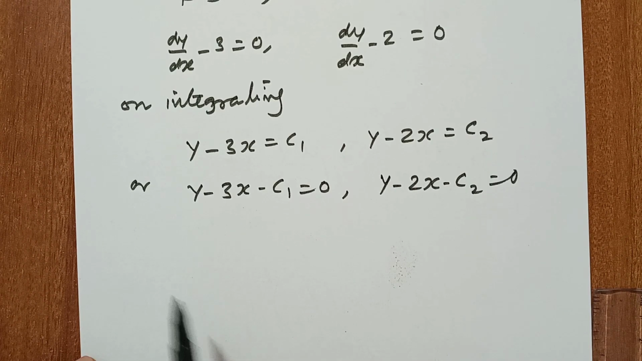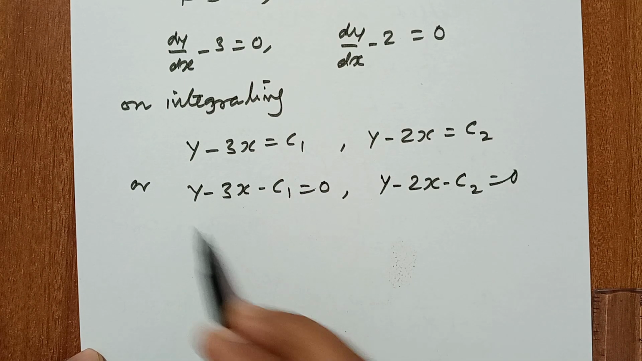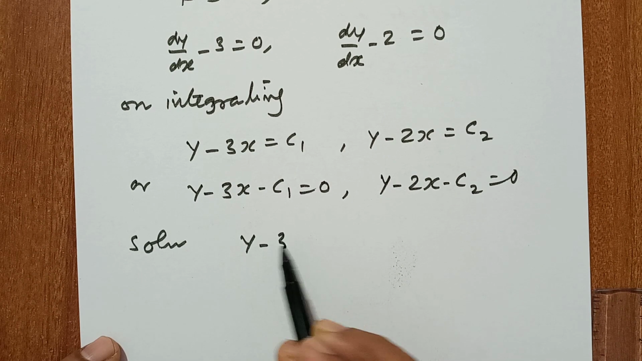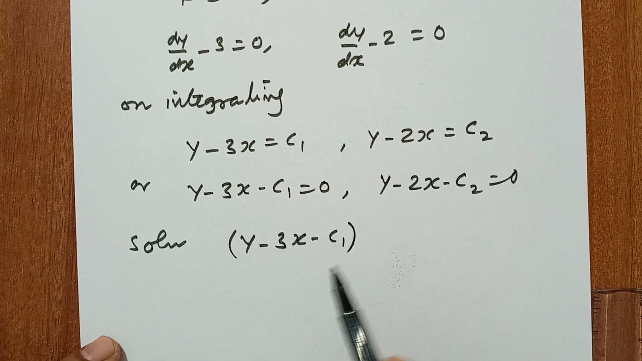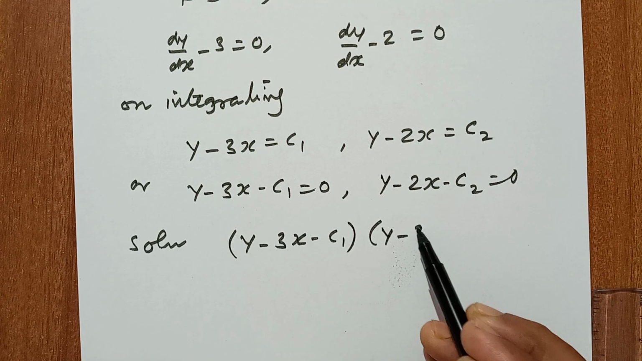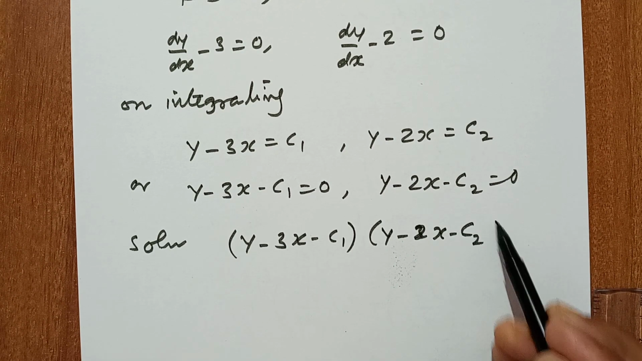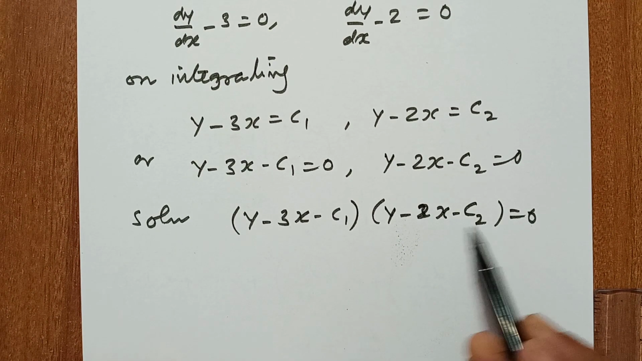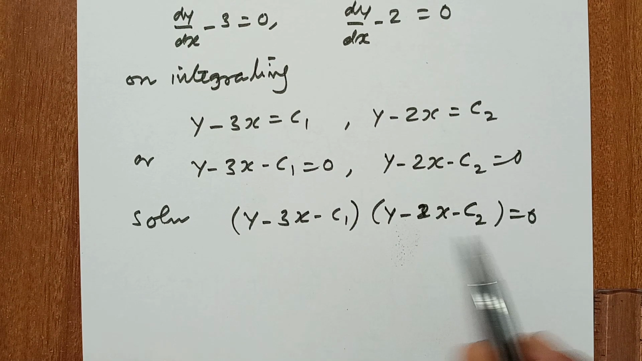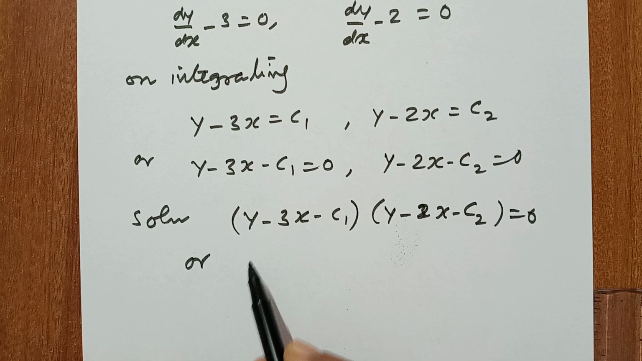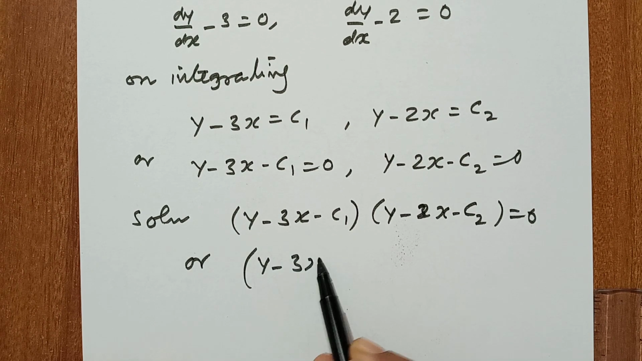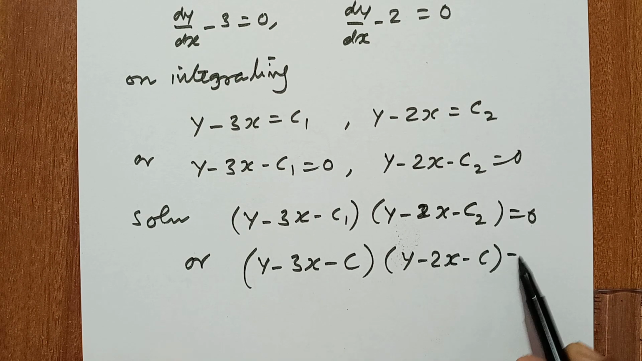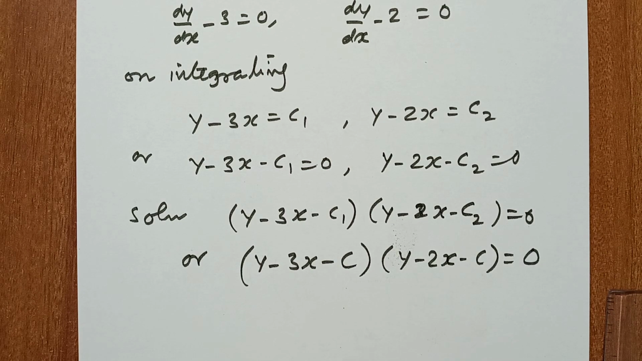So the solution is obtained by combining these factors. The solution is y minus 3x minus c1 into y minus 2x minus c2 is equal to 0. Some authors also take c1 equal to c2 equal to c, meaning these constants are the same. So this can also be written as y minus 3x minus c into y minus 2x minus c equal to 0. So this is the solution.